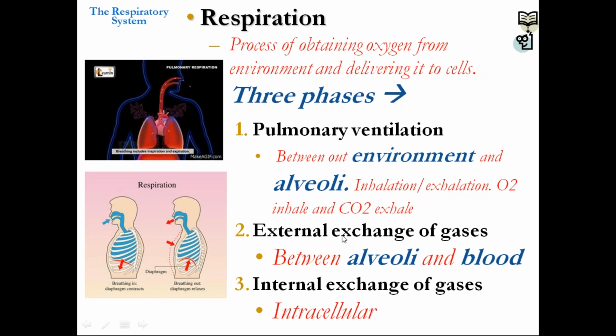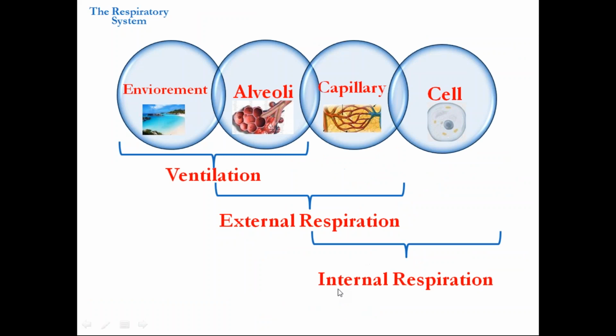External gas exchange, please be careful with this. External gas exchange is between the alveoli and the blood. The external is not from outside to the lungs, no. External is alveoli and blood. Internal is between the blood and the cells. Okay? Pulmonary ventilation is environment and the alveoli. So from environment to the alveoli, external from the alveoli to the blood, and internal from the blood to the cell.